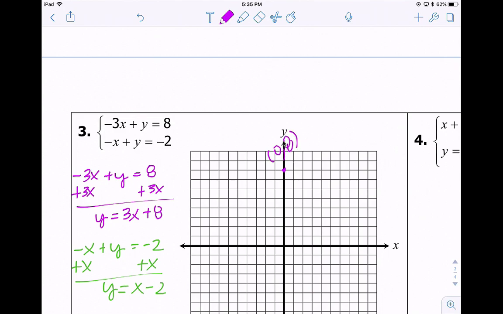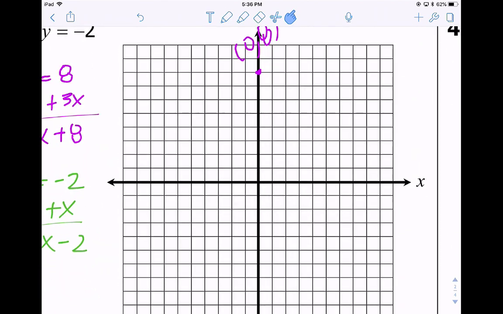I can't rise 3 because it actually runs out. It would be up here in this space right here. So instead, I'm going to go down 3 and left 1. That's negative over negative, which would still make a positive line. So we're going to go down 3, left 1.